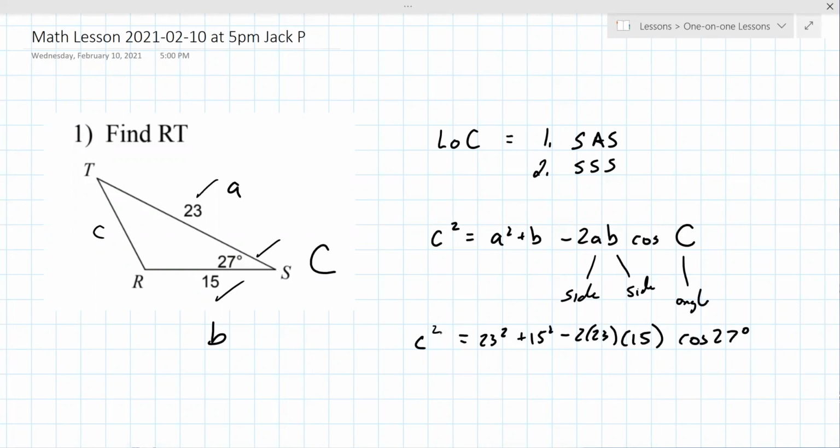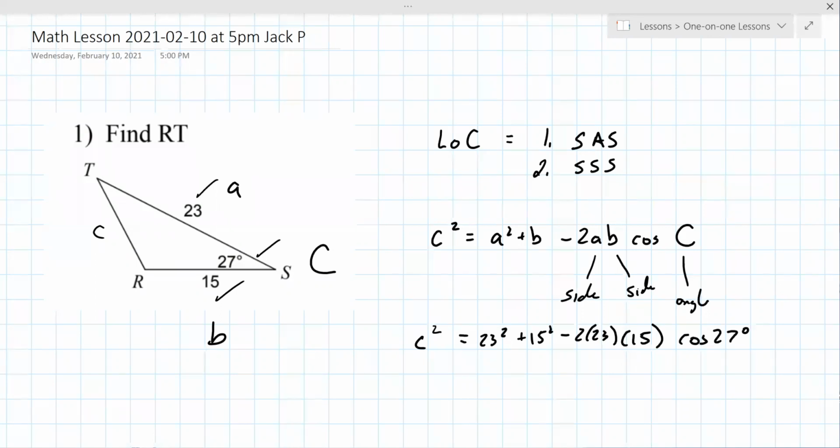So what most students do is they get this number and then they take the square root of that number. Is that not correct? No, that is. That's what most students do. They do it in two steps. Your calculator can do it all in one step.